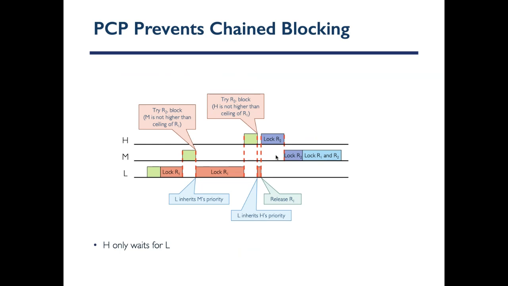So I got a question, why is it a good thing that H can never lock R2? Because we are preventing deadlock, right? It's not that H can never do it. It actually can, as you can see here.